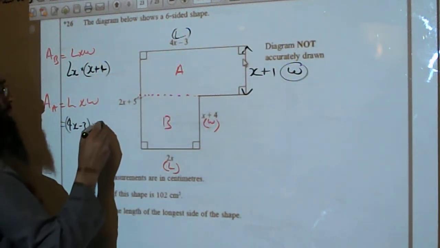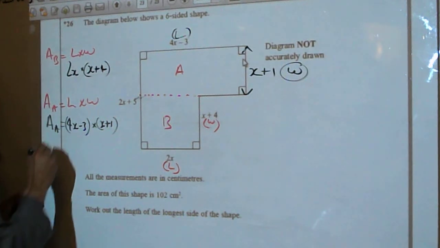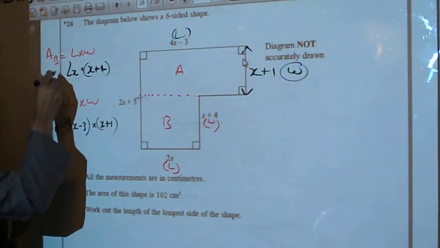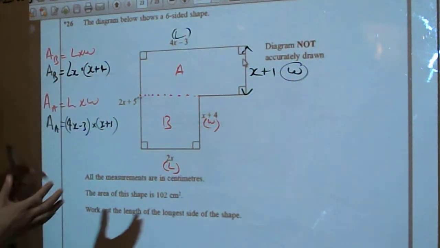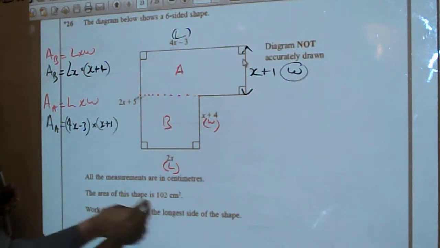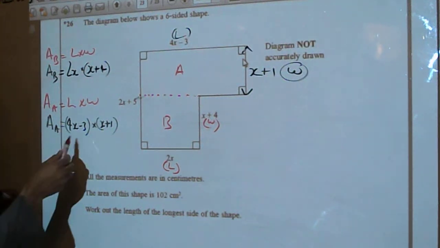Down by the width, that's the area of part A. What we need to do now is multiply these parts out, multiply this one out, add them up, simplify it and make it equal to 102, and then solve for the value of x. So let's have a look at what this gives us over here.